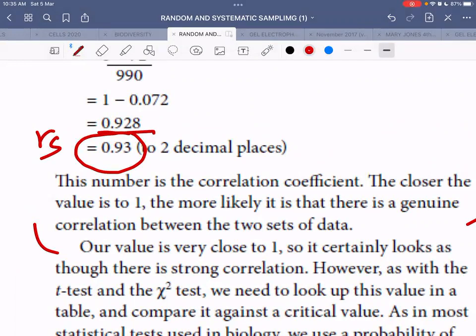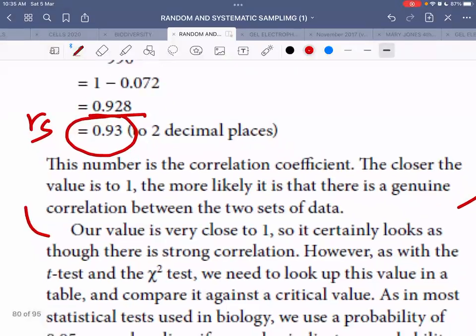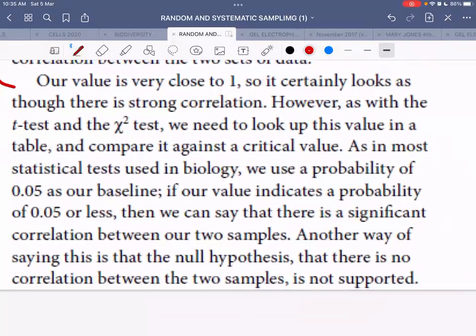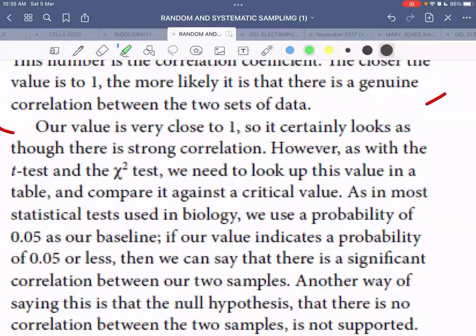लेकिन अभी भी हम इसको कंफर्म कर सकते हैं chi square अप्लाई करके या t-test अप्लाई करके, लेकिन उसके साथ हम ये भी स्टेटमेंट दे सकते हैं, और आपसे एग्जामिनर ये स्टेटमेंट पूछ सकता है। Another way of saying this, यानी आपने जो रिजल्ट निकाला है अभी अभी, इसका दूसरा तरीका कहने का ये है कि the null hypothesis that there is no correlation between the two samples is not supported. समझ आ रही है बात?